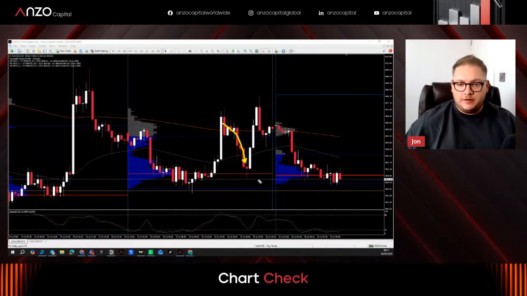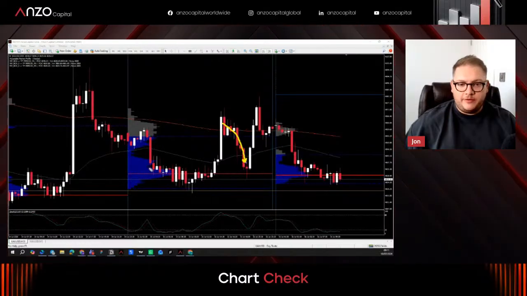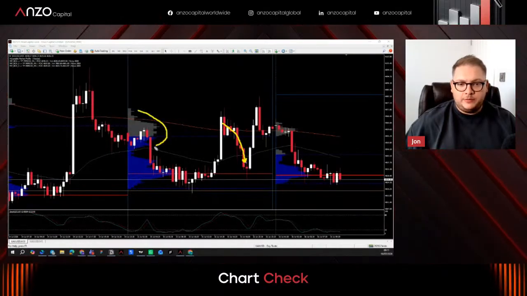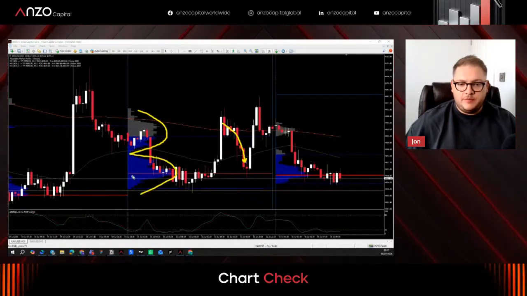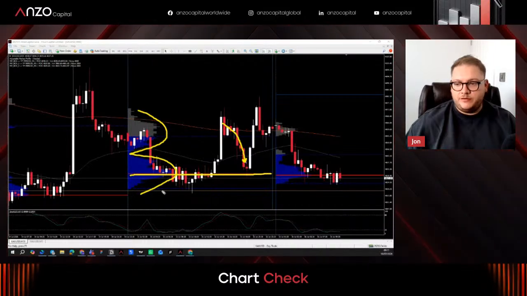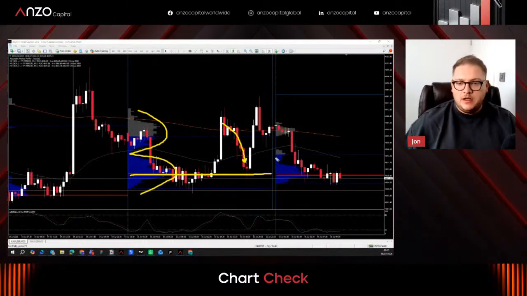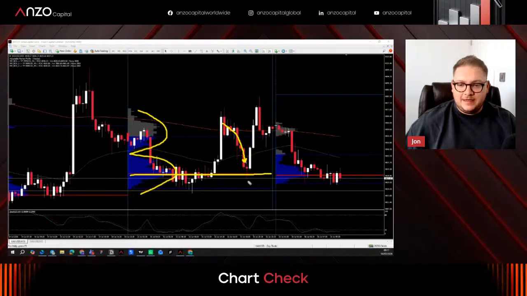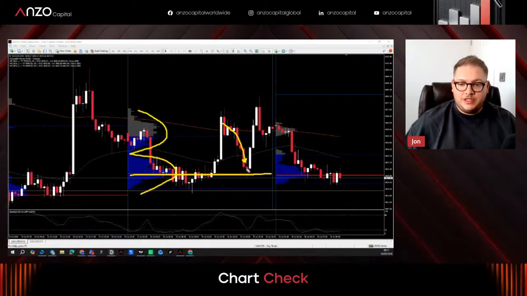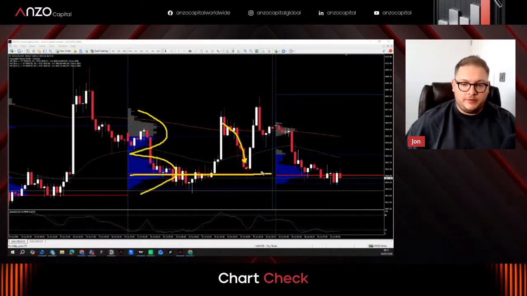So what I ended up doing was placing that market profile on. I could see it was a bit of a double distribution day going on, but the point of control was down towards that $4,030 level. I waited to see how price would react to it, and it did. It kind of came in, rejected it, closed back above the point of control.